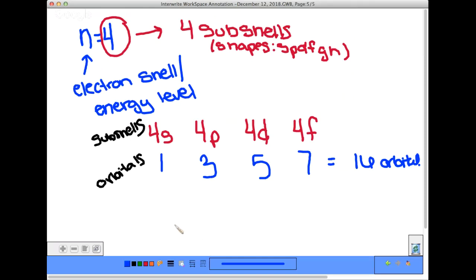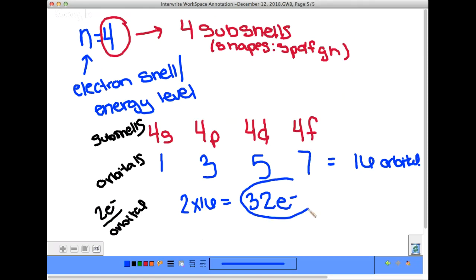If we have 16 orbitals, we also know that there are 2 electrons per orbital. We can only have 2 electrons in each orbital. So this fourth energy level can hold 2 times 16, which says it can hold 32 electrons. That's the maximum number of electrons it could hold within that energy level.